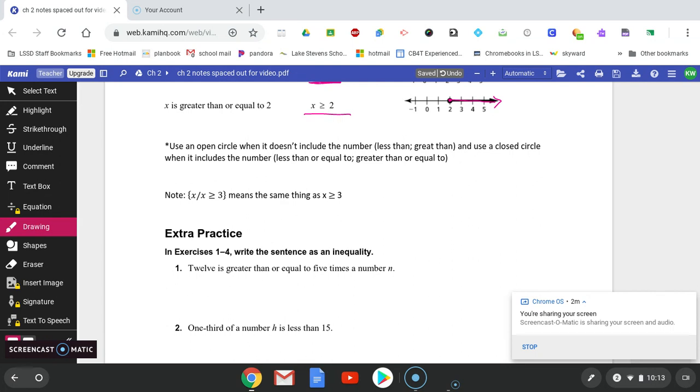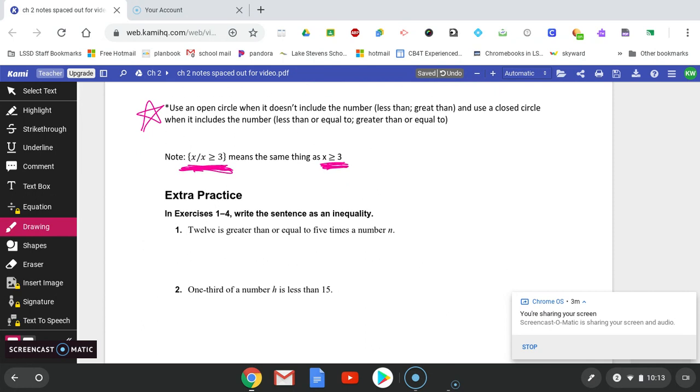Okay, so here's just your reminder on when you use the open or the closed circle that we just talked about. This notation right here is just a fancy way of writing this. You won't be expected to write it in this format over here. Writing it like this is great, but you do want to recognize in case this format shows up that you are aware that it is the exact same thing.